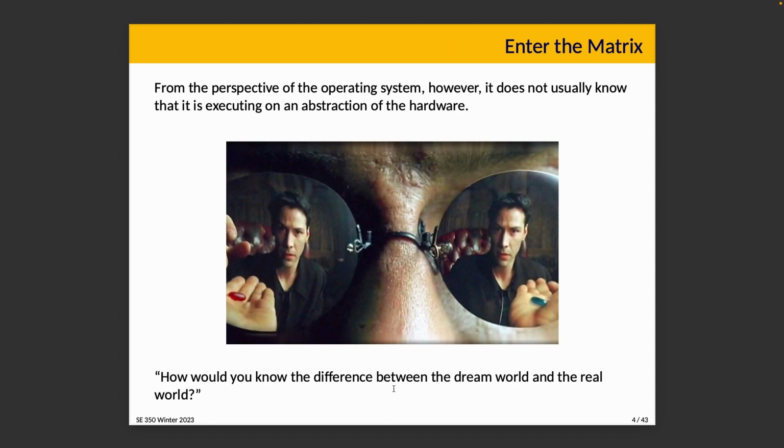And from the perspective of whatever operating system we have, it doesn't know that it's running on an abstraction of the hardware. It doesn't know that it's running on a virtual machine. As far as it is concerned, it's just running on a machine. Comparisons to the Matrix are pretty apt. How would you know the difference between the dream world and the real world? Okay, I'm no Morpheus, but worth a shot.